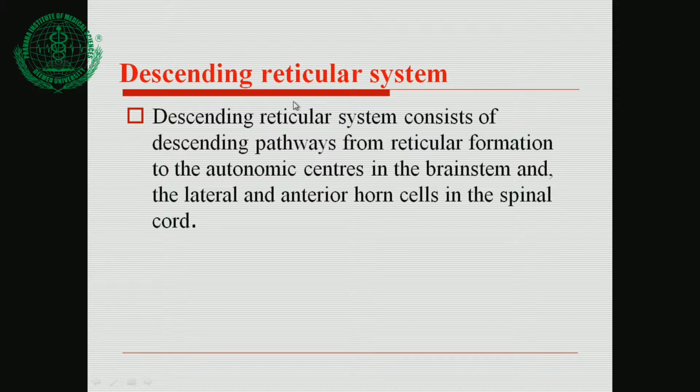Now the descending reticular system. It consists of descending pathways from the reticular formation to the autonomic centers in the brainstem, and to the lateral and anterior horn cells in the spinal cord.